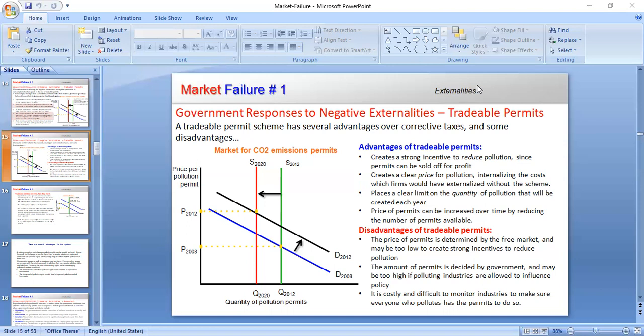Then also, another disadvantage is that the amount of permits decided by the government may be too high if polluting industries are allowed to influence the policy, right? In this case, you may find that the permits may be costly. The government might increase the prices of these permits, but at the end of the day, the government will find it hard to actually implement the policies on the ground.